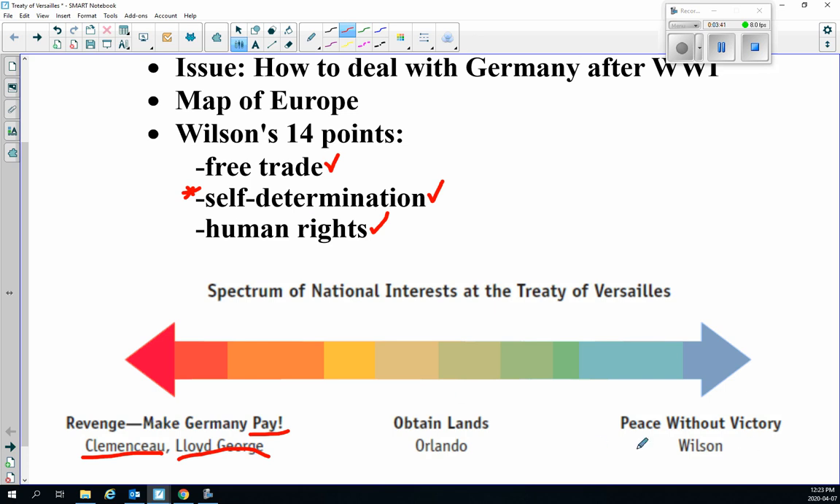Woodrow Wilson wants peace without victory. In other words, he wants to establish peace without being overly hard on Germany. Wilson's already thinking, if we're too tough on Germany right now in 1919, they could come back one day and they could want revenge. But he couldn't convince the British and the French to listen. And so they went off with the motive of revenge at the Treaty of Versailles.